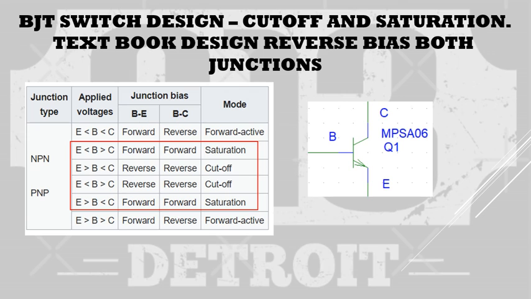If we want to go into the saturation region where we get maximum collector current flow and we have this bad boy turned all the way on, we are going to have to forward bias both of these PN junctions, both the base emitter and the base collector. With these junctions forward biased, we're going to get maximum current flow through the collector. That is the saturation region. And finally, to go from cutoff region to saturation, you must pass through the active region. That's the case where the base emitter junction is forward biased, but the base collector junction is reverse biased. More on that to come.